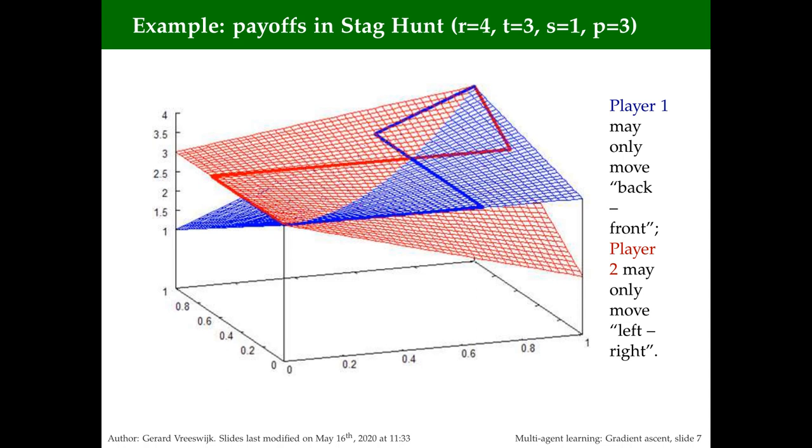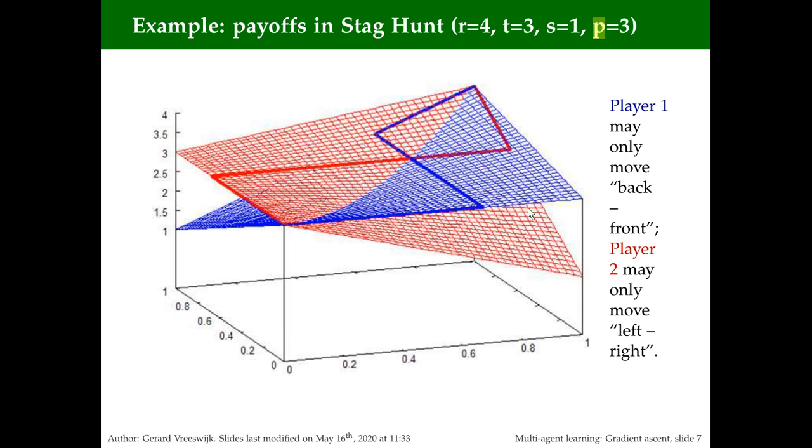So let's consider an example in Stag Hunt. We have a reward payoff for both parties of 4, a temptation payoff of both parties of 3, a sucker payoff for both parties of 1, and a punishment payoff for both parties of 3. That's just common terminology: reward, temptation, sucker, and punishment.